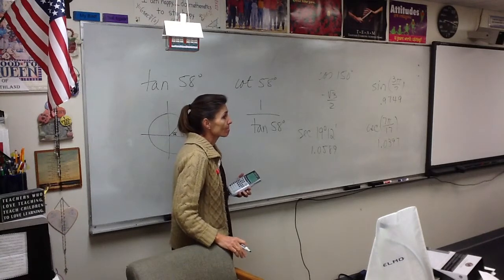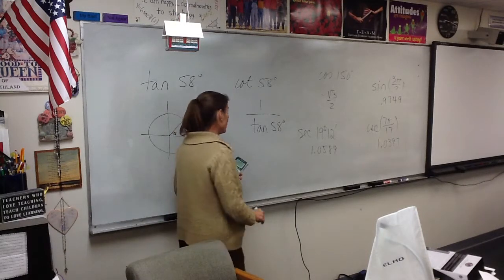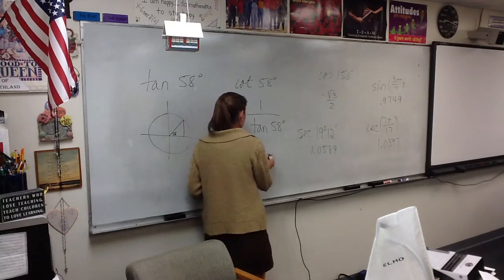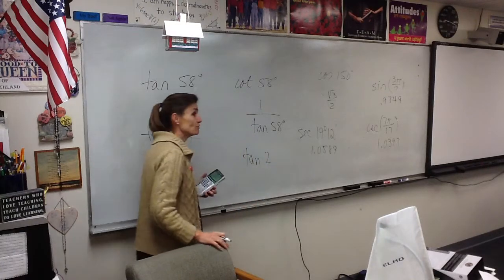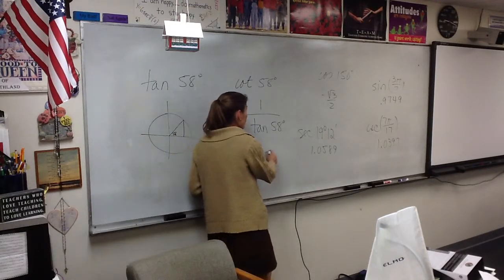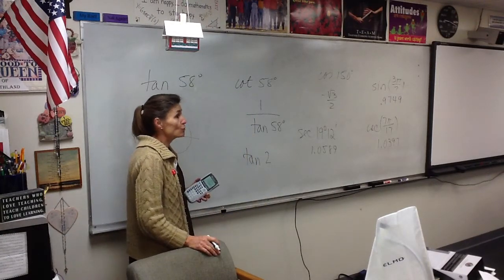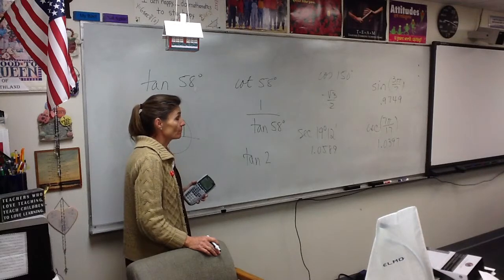When you're using pi, is that the only time you'll put it into radians? No, your calculator could find the tangent of 2, that would be the tangent of 2 radians. If there's no degree mark, it's a radian measure.